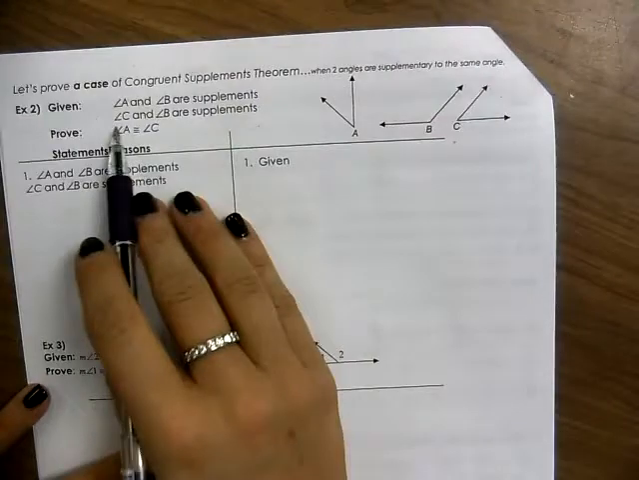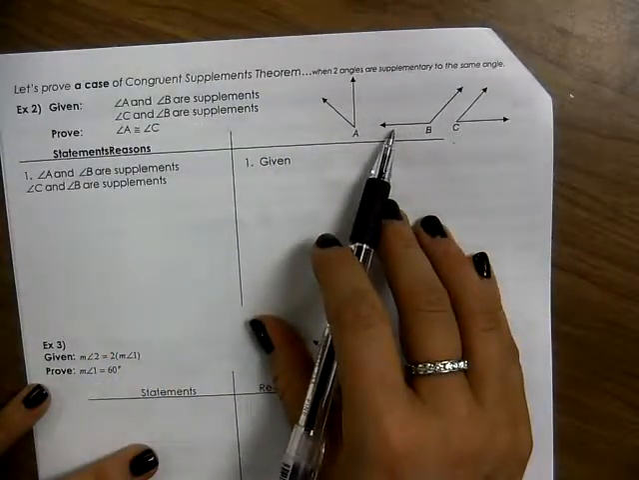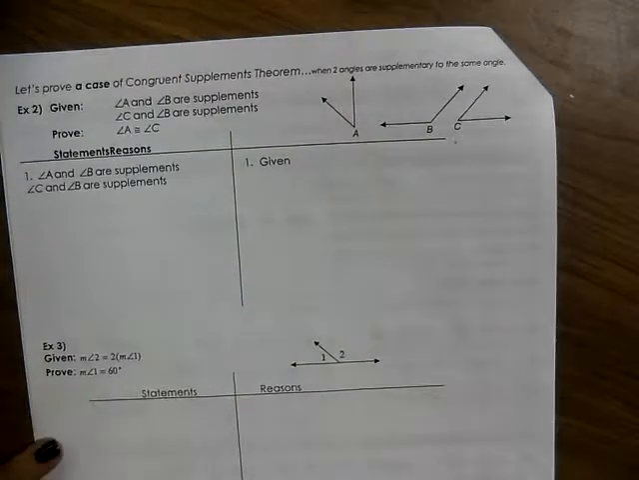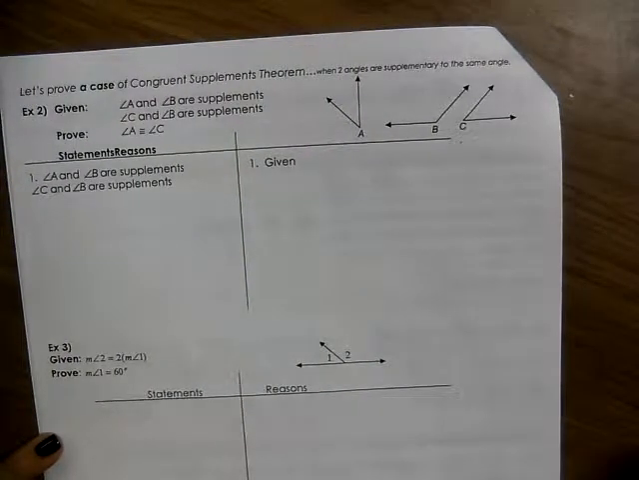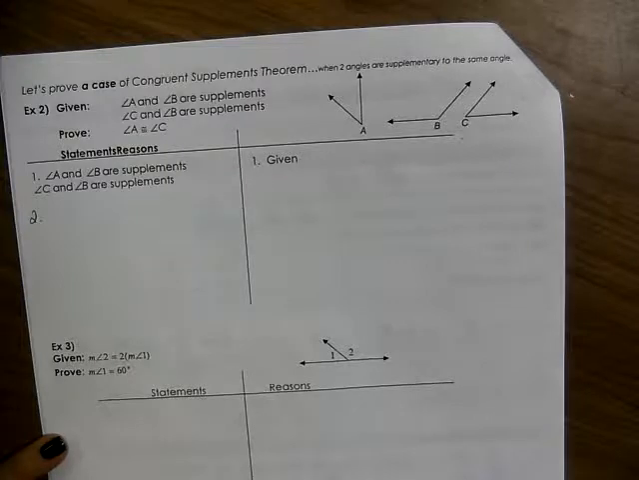Okay, so we're told that angle A and angle B are supplements, and angle C and angle B are supplements, and we're going to try to prove that angle A is congruent to angle C. So the first thing I'm going to do is think about what it means to be supplementary. Now we talked about the fact that being supplementary means that you have to add up to 180 degrees.